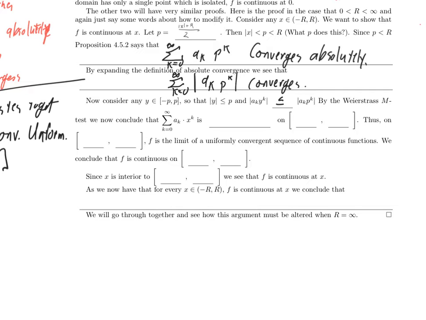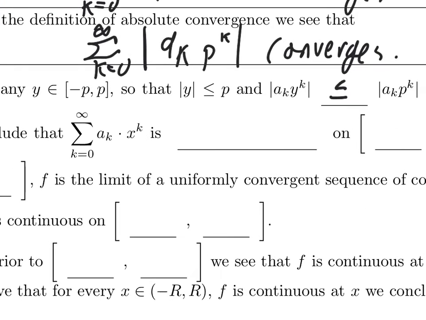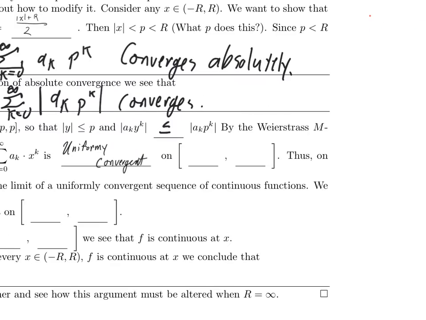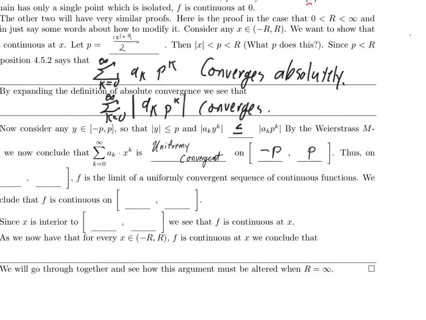So to appeal to the Weierstrass M-series test, I need to know that for every choice of y, I have an inequality like this, and that the series when I add up these terms converges. Well, I have that. I have this inequality. So, by the Weierstrass M-series test, I conclude that this series is uniformly convergent, at least on the closed interval from negative p to positive p.